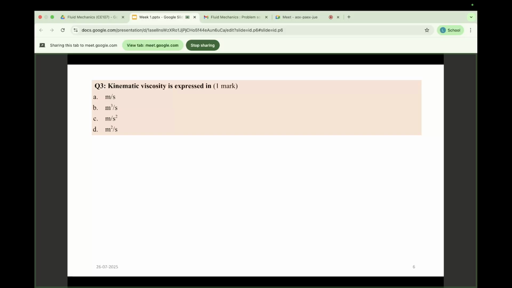Coming to this third question, where it is given the kinematic viscosity is expressed in, and these are the four options. Please try by yourself. I am giving you 2 minutes.